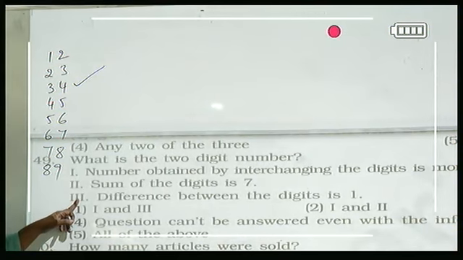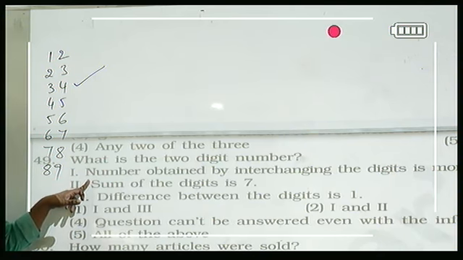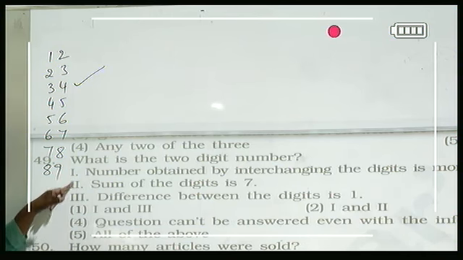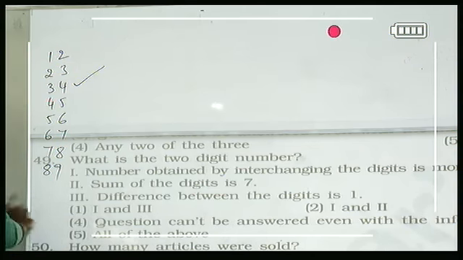Next, the third one. The difference between the digits is equal to 1. We have concluded this from the information given in the first option. Will you get the answer from only 3? No. 1 and 3? No. 2 and 3? No, 2 and 3 will not give you the answer. Tell me your number using 2 and 3. It can be 43 also.